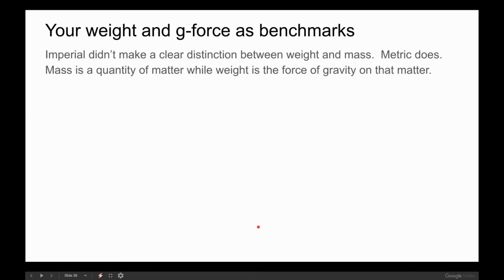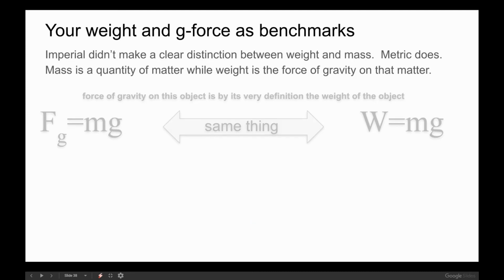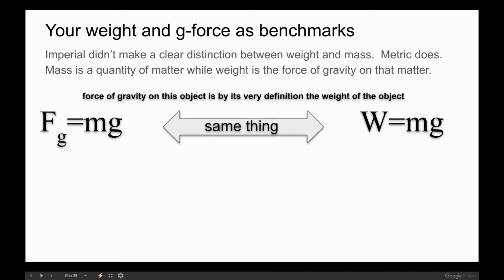Your weight and g-force as benchmarks. Imperial measurements didn't make a clear distinction between weight and mass. Metric does. Mass is a quantity of matter, while weight is the force of gravity on that matter. Somebody, sooner or later, is going to go into outer space, pick up a solid rock, and whip it at someone's head, going, "Hey, we're in 0G!" Boom! It's still going to split their skull open. It still has atoms in it. They don't go anywhere.